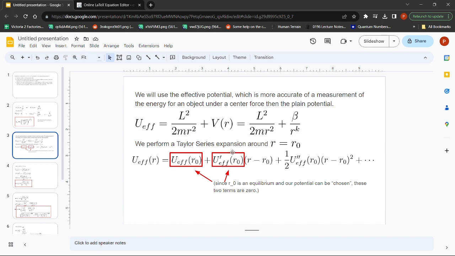Now we want to perform a Taylor series expansion for our effective potential around r equals r naught, which gives us this right here. For now, we'll only consider terms up to the quadratic term, as higher order terms will be negligible. We can note that since r naught is an equilibrium, the first derivative of the effective potential at r naught is going to be 0 because of the characteristics of an equilibrium. You can mathematically verify this yourself. You just take the first derivative of the effective potential and then plug in r equals r naught, which we found previously. You'll find that it does indeed equal 0.